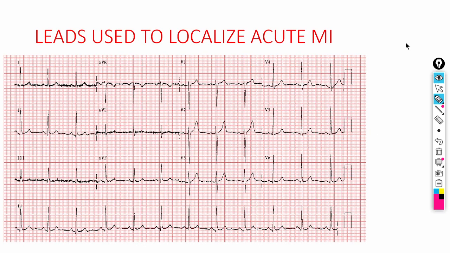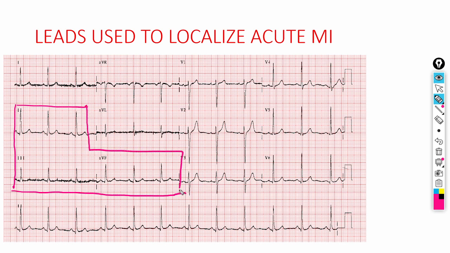Now, how can we localize acute MI? Depending on where the change has occurred, the different leads can give us a rough idea of the location of MI. For example, leads 2, 3 and aVF are considered inferior leads, and tell us about inferior as well as posterior wall MI.